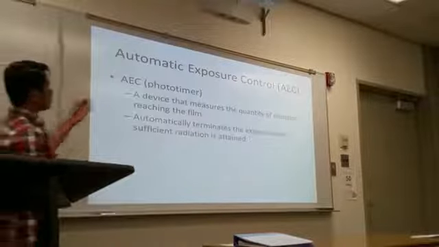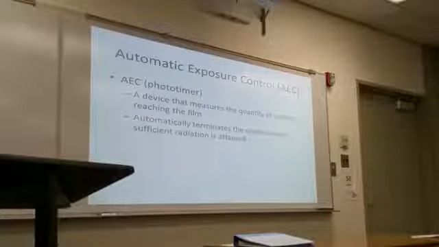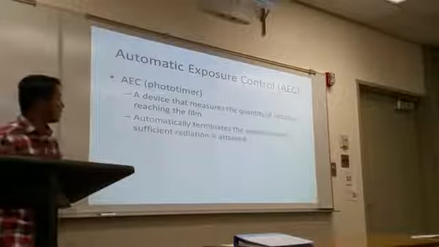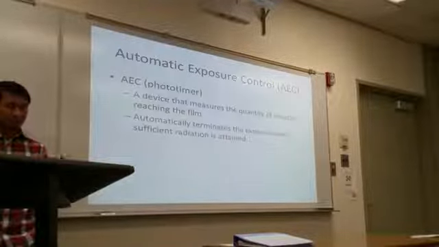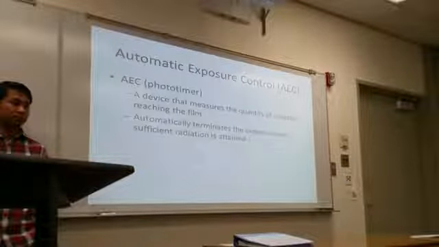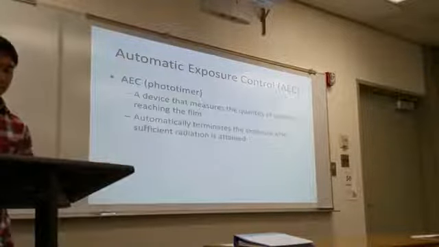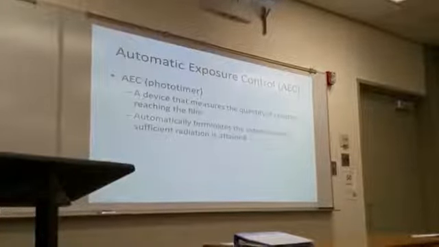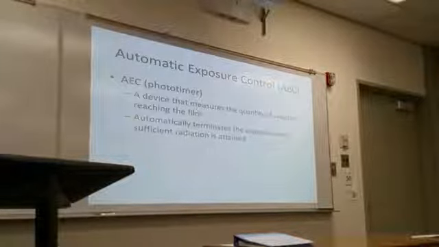The timer is called an automatic exposure control timer, AEC timer, also known as a photo timer. AEC and photo timers go hand in hand. The purpose of the AEC timer is a device that measures the amount of radiation reaching the film. When a certain amount of radiation has reached the film based on the sensor, it will automatically stop the exposure. So when your technique is not high, you use the AEC device because it's an automation.